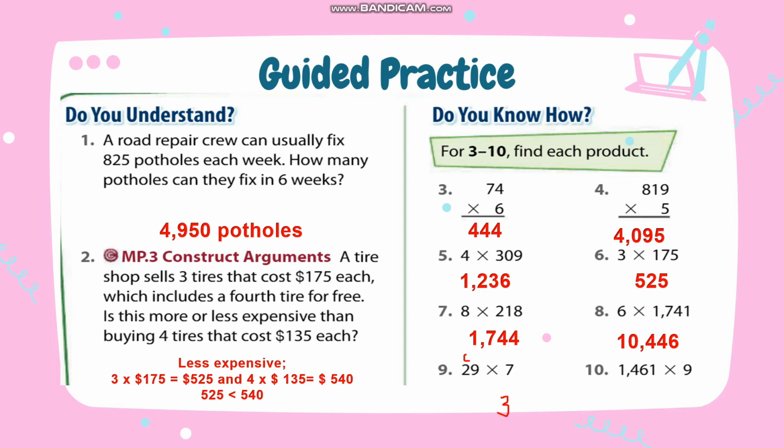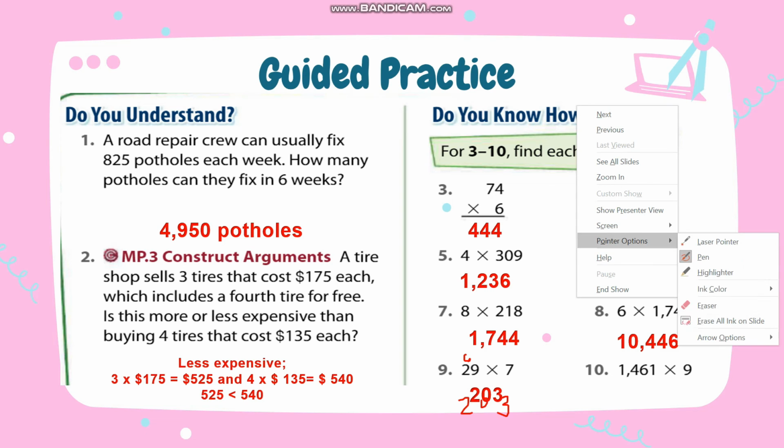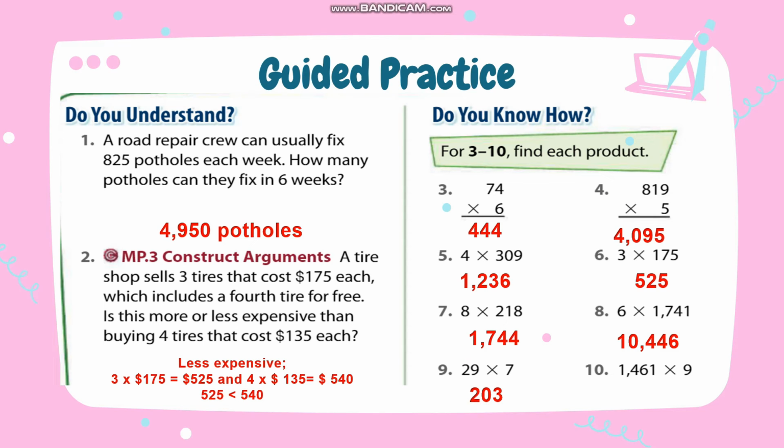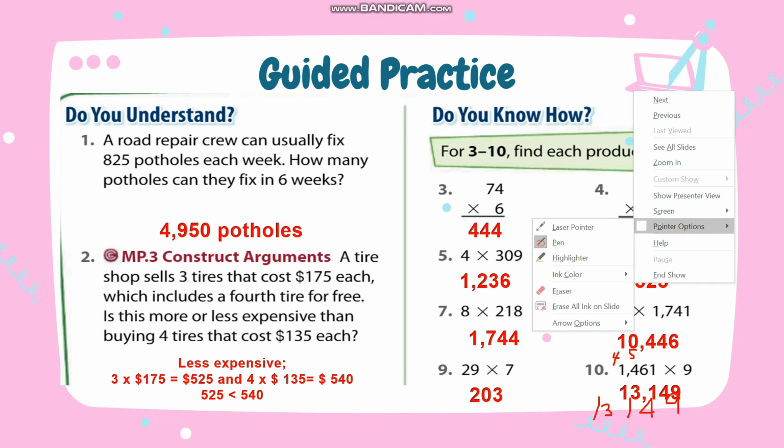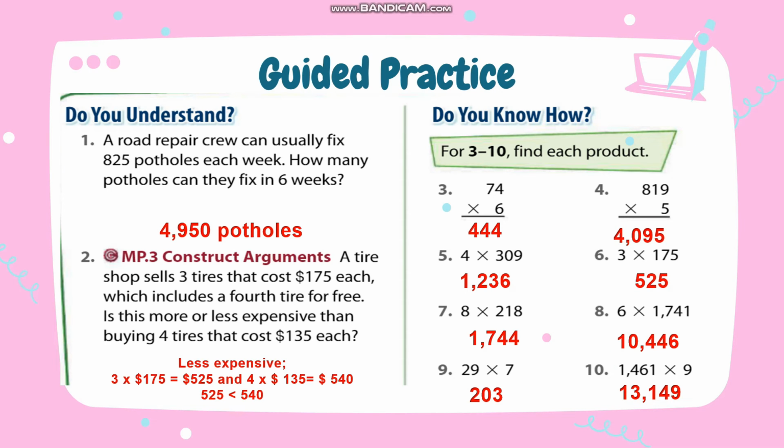9 times 7 is 63. Regroup 6. 2 times 7 or 7 times 2 is 14 plus 6 is 20. So the answer is 203. Then 1 times 9 is 9. 6 times 9 is 54. So 4 regroup 5. 9 times 4 is 36 plus 5 is 41. Regroup 4. 9 times 1 is 9 plus 4 is 13. So the answer is 13,149.